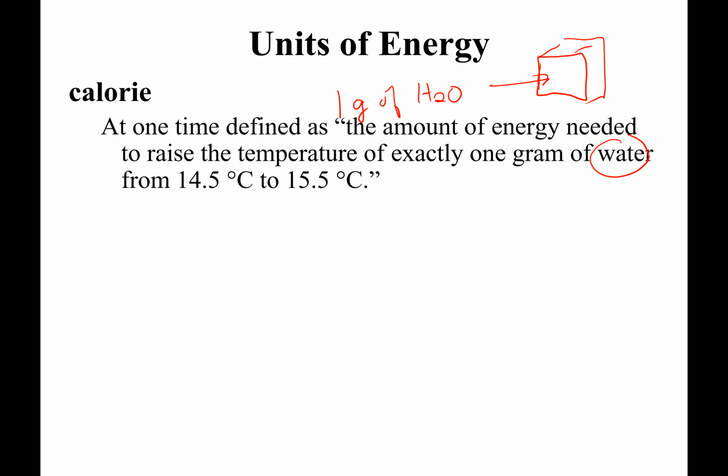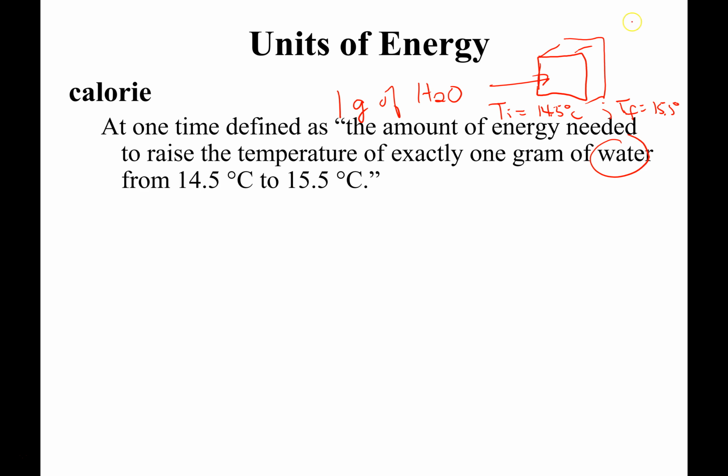So by definition, this is kind of fun. This is something that any little experiment somebody can do on their own. If you want to know how much energy a calorie is, you take 1 gram of water, and its initial temperature, I'm just going to put T sub I for initial temperature, is going to be 14.5 degrees Celsius. And its final temperature, T sub F, is going to be 15.5 degrees Celsius. Of course, the change in temperature is 1 degree Celsius.